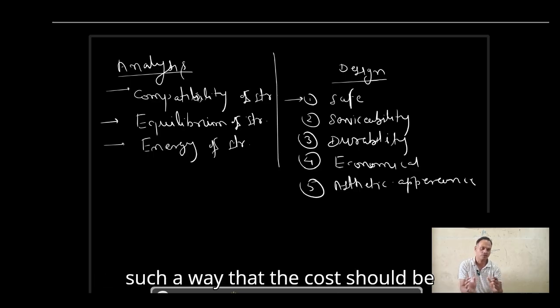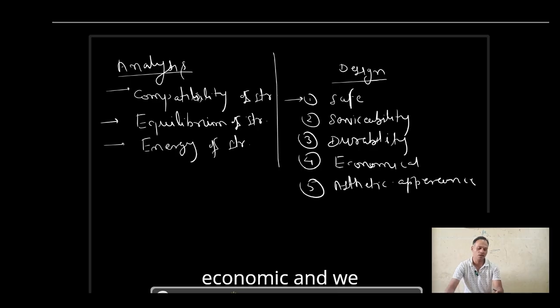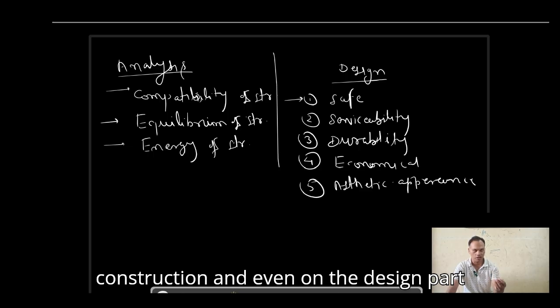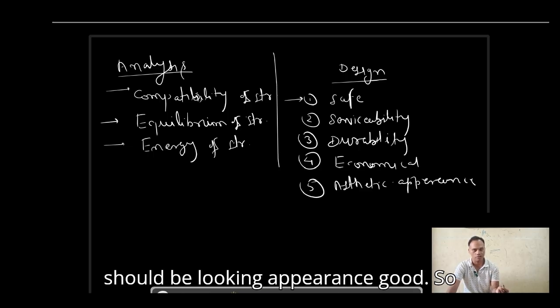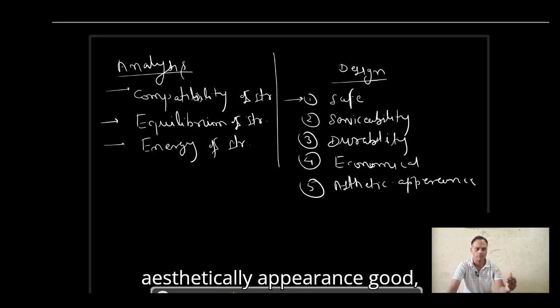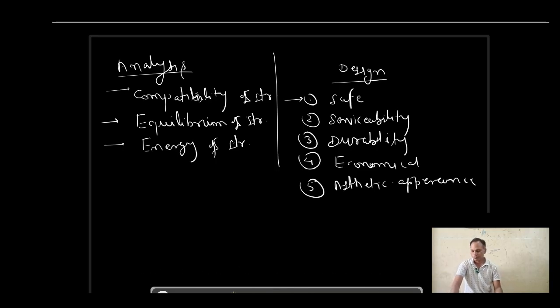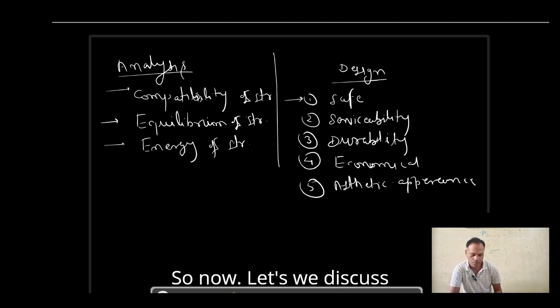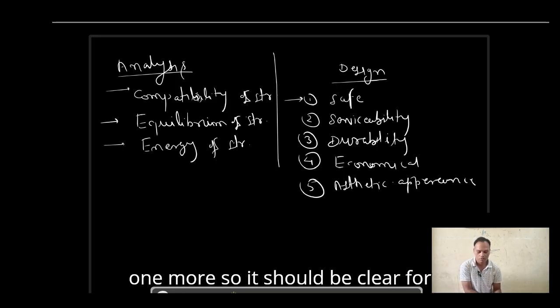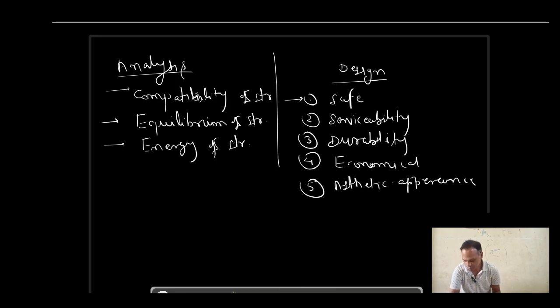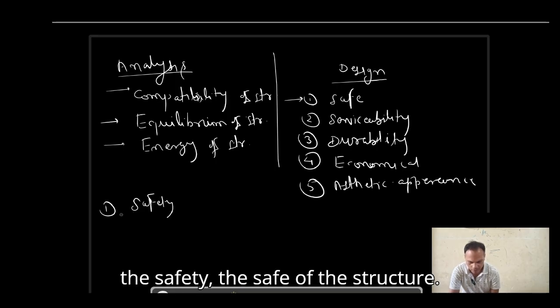Structure should be designed in such a way that the cost should be economic. And we invest huge cost on construction and even on the design part of the structure. So our structure should look beautiful, aesthetically good, looking good. So now let's discuss all these five factors one by one, so it should be clear for you. First, let's discuss the safety of the structure.